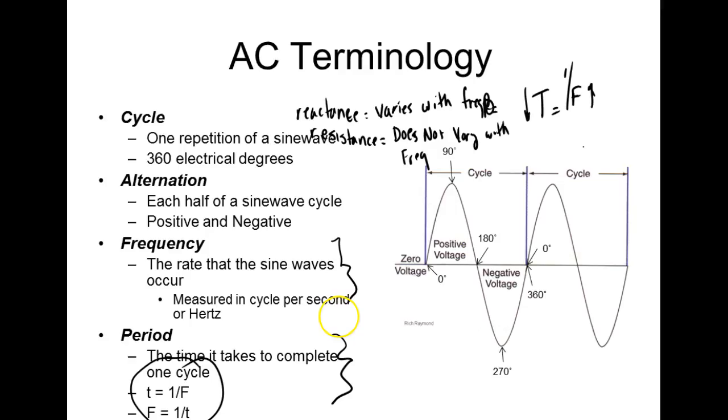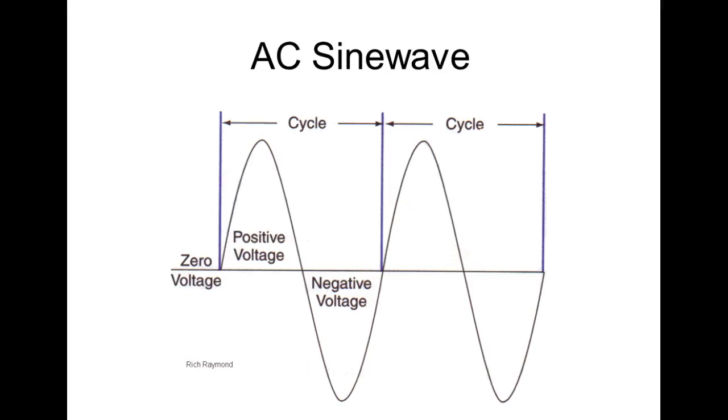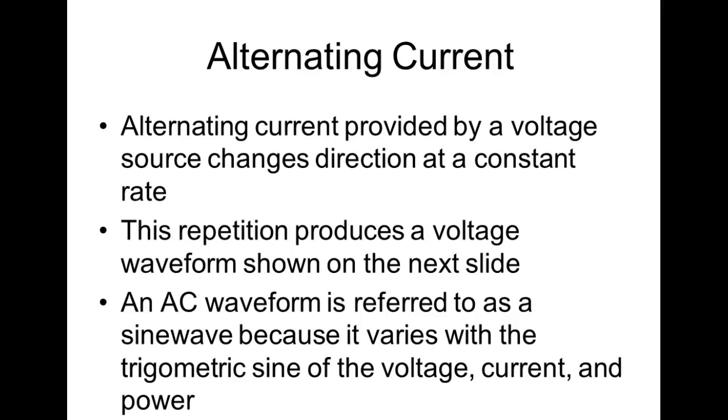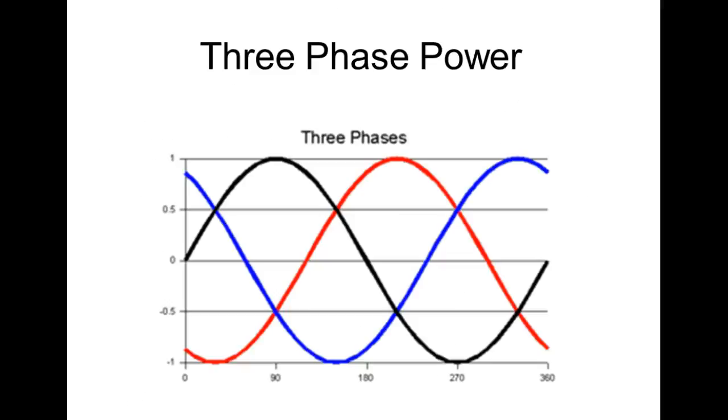We have what we call single phase, which is what your house gets. Your house gets single phase power. But normally when we transmit the power over long distances, we use something called three phase. And this is what three phase looks like.